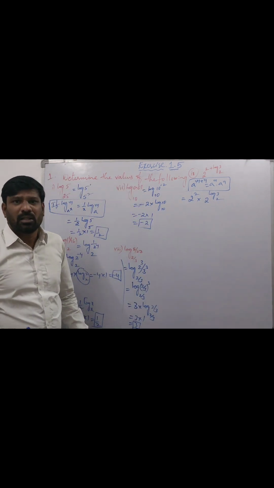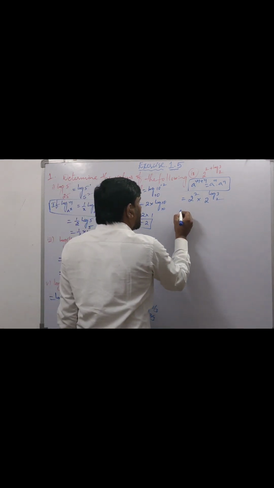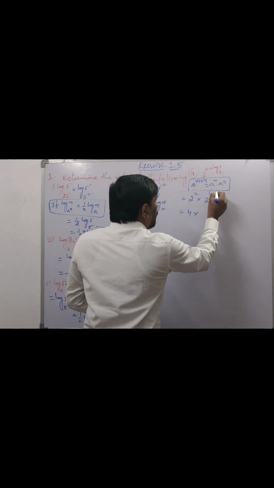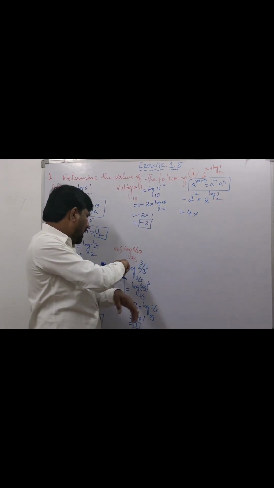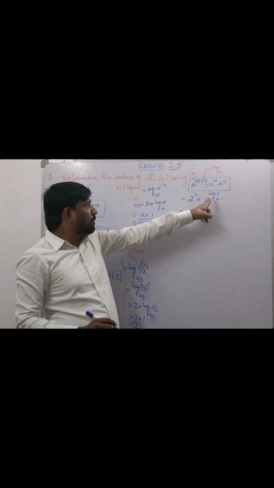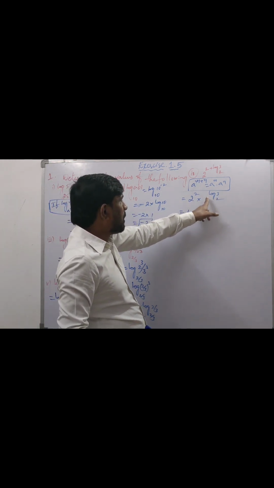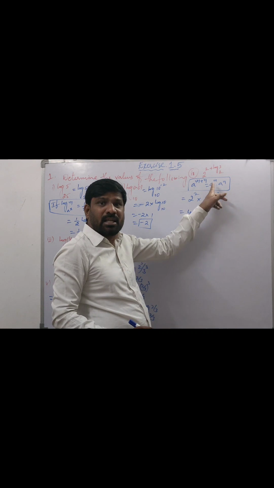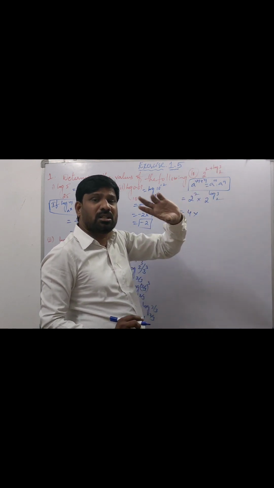Logarithm of 3 to the base 2. Now 2 square is nothing but 4 into 2 to the power log 3 to the base 2. The last formula I discussed while covering the laws of logarithms: a to the power log n to the base a can be written as n to the power log a to the base a, which is nothing but n.